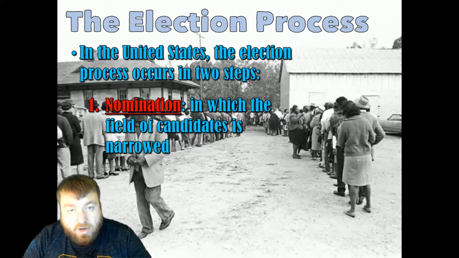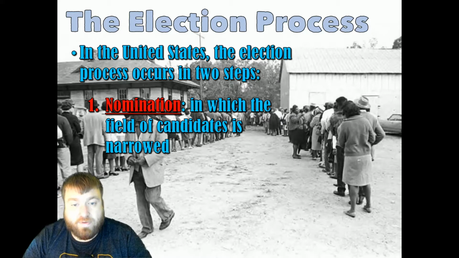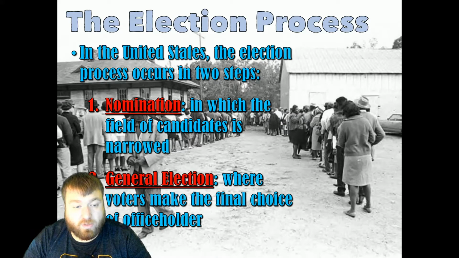So there's a lot of people that will run for a certain office. If you remember last year, whenever the Democrats were figuring out who their candidate was going to be to run against Donald Trump, there were a lot of different candidates. The nomination process is how they get that narrowed down to who the party is going to run. And then the second part is the general election, where voters make the final choice of office holder. Now the general election is the election that we just had last week.